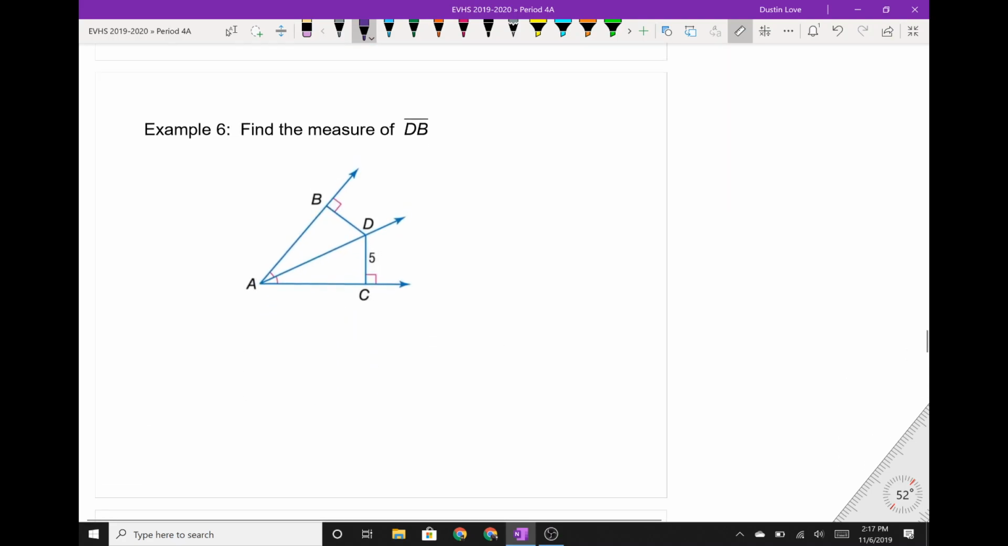All right, so find the measure of segment DB. 5. Why is it 5? Because they're equal. Why are they equal? BD and DC are equal. Because of the angle bisector. Okay, angle bisector implies that these distances are the same, so yes, that equals 5.